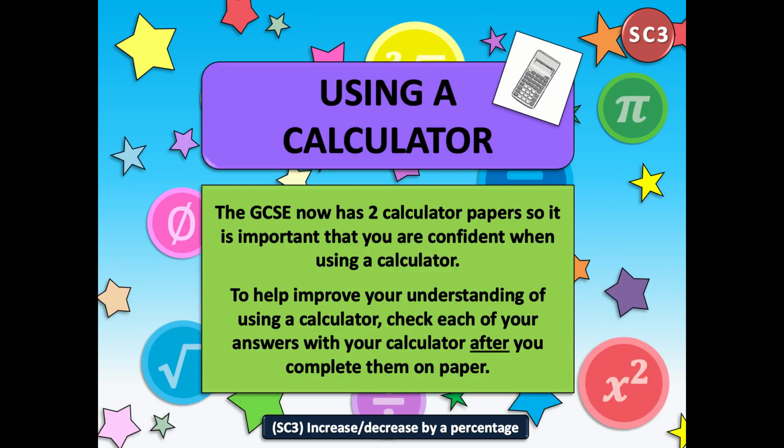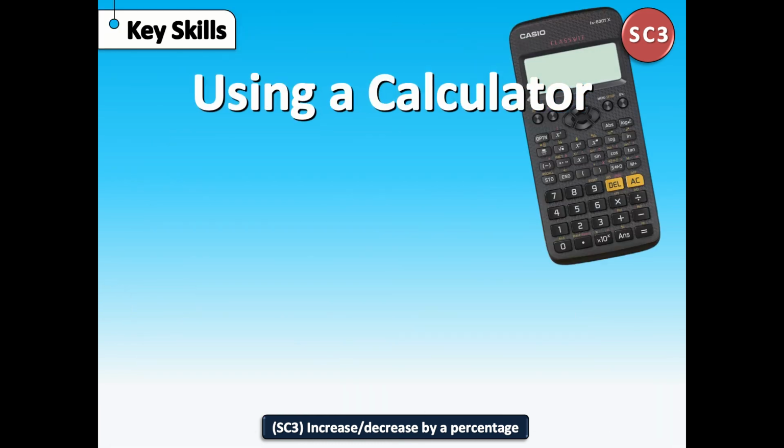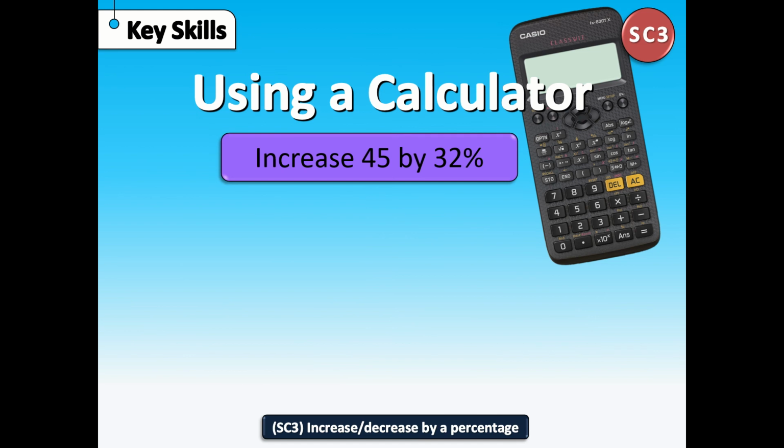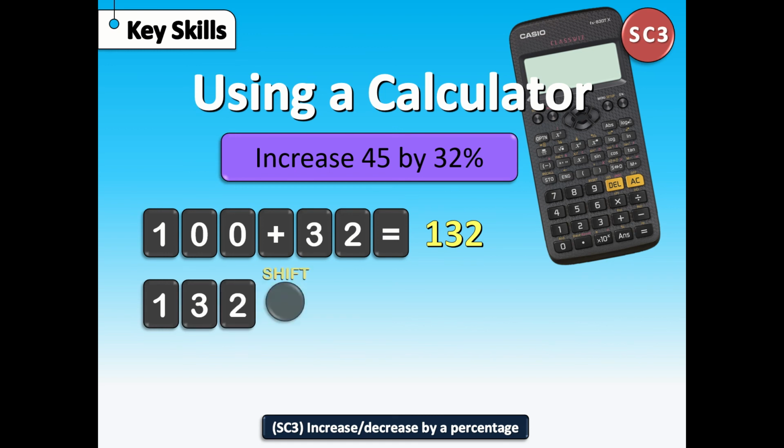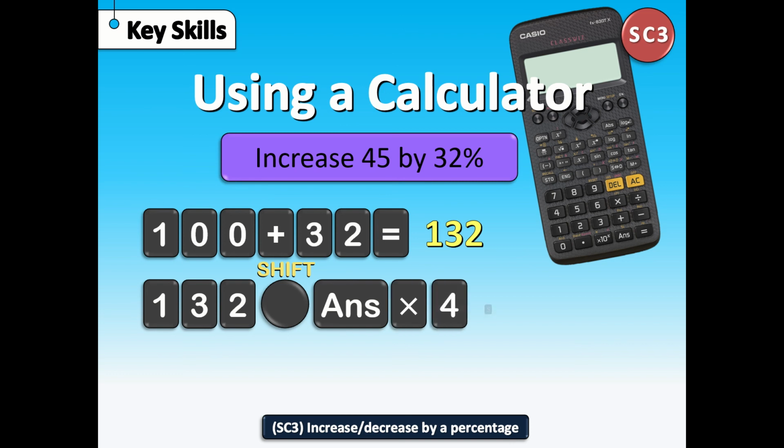We can do this again using a calculator. So if we want to increase 45 by 32%, we do 100 plus 32, which is 132, and then we press Shift and then the ANS button, and that will give us our percentage sign, and then times that by 45. And we should get an answer of 59.4.